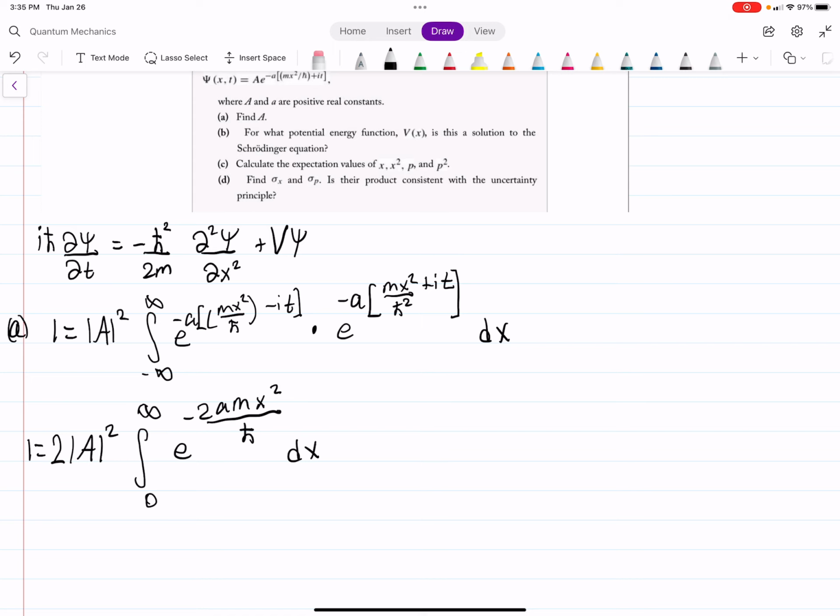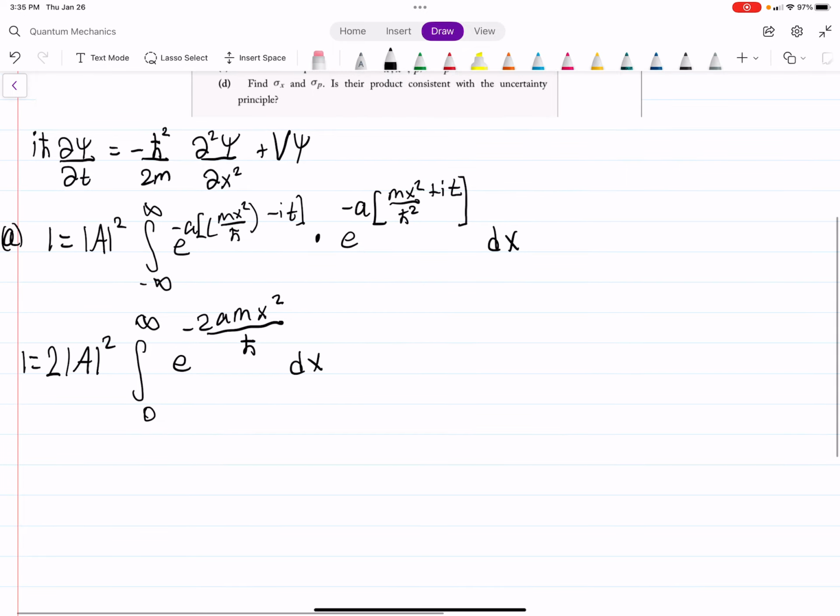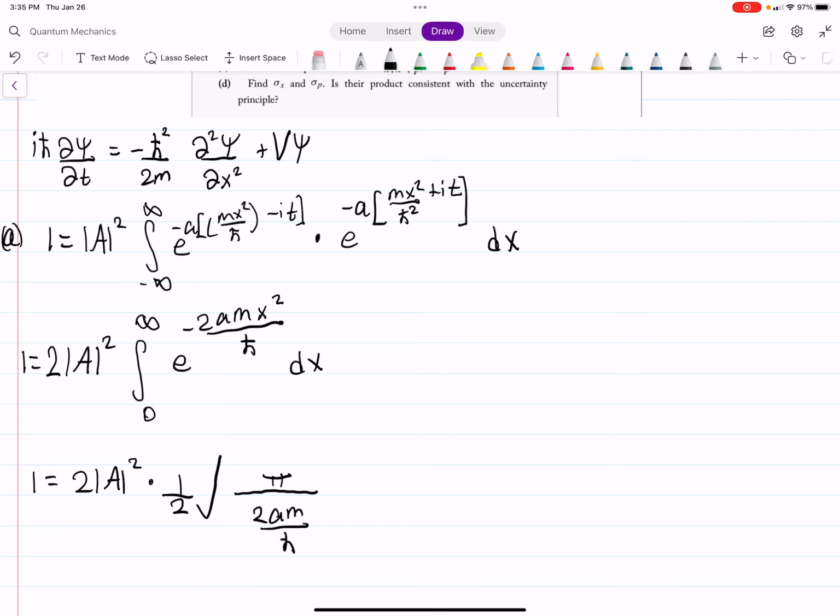You can find these integrals in the textbook, or on an integral table. The result you get from this, I'm just going to rewrite it here, is 1/2 the square root of pi over 2am divided by h bar. I'm not going to work through these integrals just because the video would be very long.